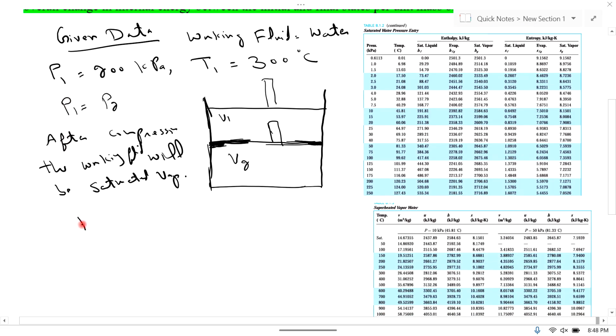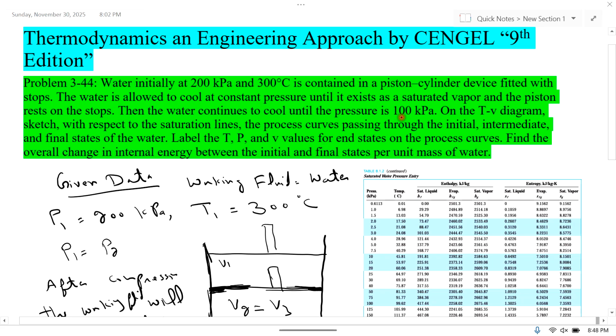So this is P3, and P3 is equal to 100 kilopascal. And V2 is equal to V3. V1 is the initial state, V2 is the intermediate state, and V3 is the final state. But V2 is equal to V3 because here are stoppers. At V1 we cool the system, it is compressed and rests on the stopper, so on the stopper the volume is V2. If we further cool the system, the volume cannot decrease further. So V2 is equal to V3 and the final pressure is 100 kilopascal.